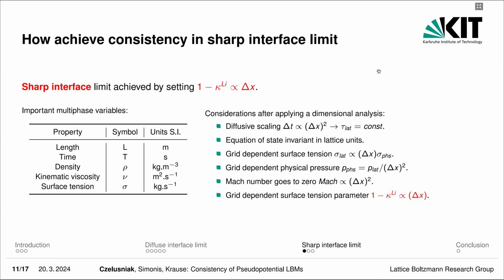So it means that this goes to infinity in the sharp interface limit, which means that the Mach number decreases proportional to delta x squared. So we are approaching an incompressible case. And also we can think about, if we have a system with a certain temperature, we will have an equilibrium pressure. Let's say that we have a droplet, we have two fluids at a certain temperature in equilibrium with a certain pressure.